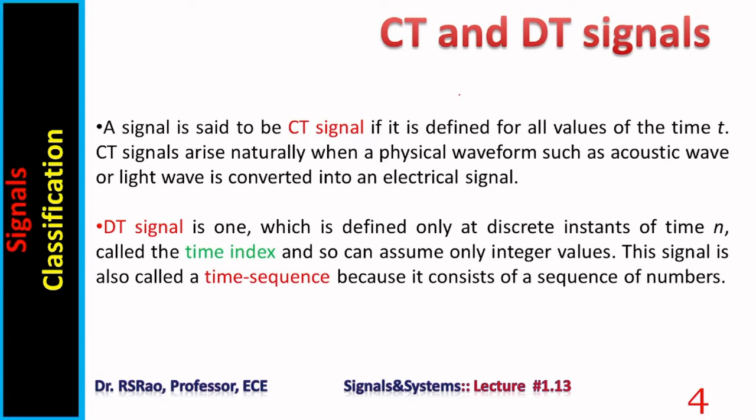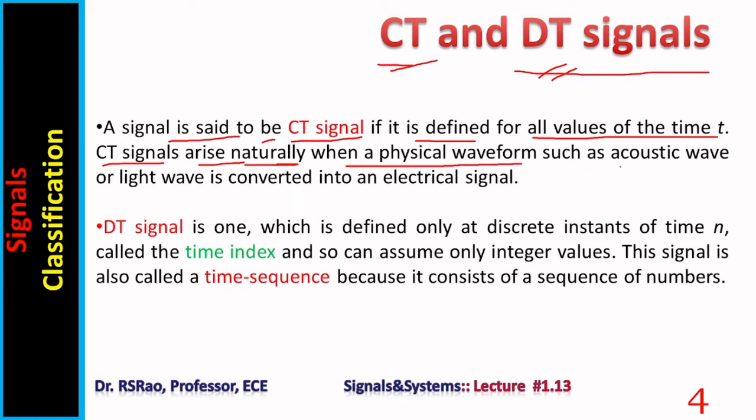Several classifications are there. One after another we consider. First we consider signal classification into CT and DT signals. CT stands for continuous time, DT stands for discrete time. A signal is said to be a CT signal, continuous time signal, if it is defined for all values of the time t. CT signals arise naturally when a physical waveform such as acoustic wave, sound wave, mechanical wave, or light wave is converted into an electrical form, into an electrical signal.